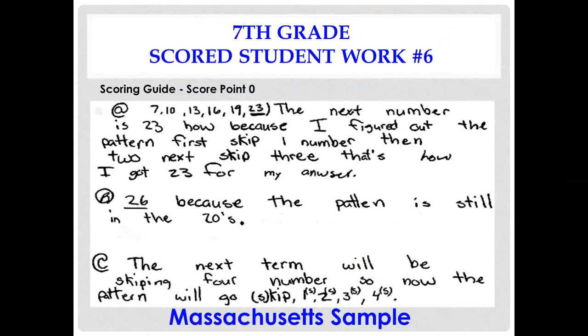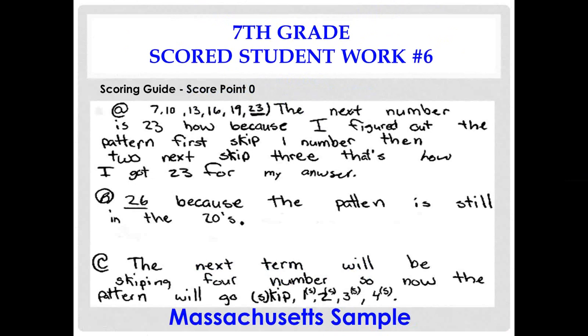And lastly, with a score of 0, once again, the student did not provide enough information to give the evaluator an idea that they understood what was being asked. So if we look at some of the work that was provided, it says 7, 10, 13, 16, 19, and then 23. The next number is 23. How? Because I figured out the pattern. First skip one number, then 2, next skip 3.